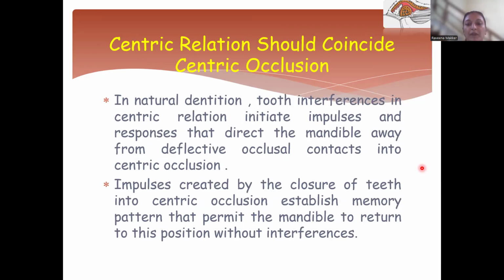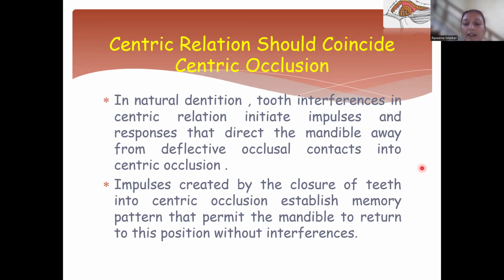In natural dentition, tooth interferences in centric relation initiate impulses and responses that direct the mandible away from the deflective occlusal contacts into centric occlusion. Why? Because the teeth have a periodontal ligament. Because of the periodontal ligament, there is some amount of proprioception available. So any interference in the tooth will initiate that impulse, and they will send a response to the brain that the mandible will be deflected away from those deflective contacts, and the patient will go into centric occlusion.